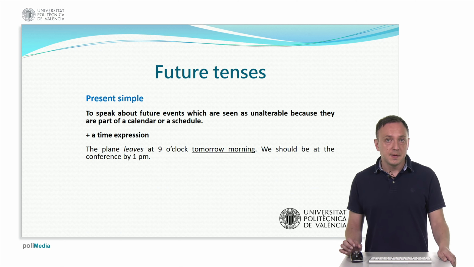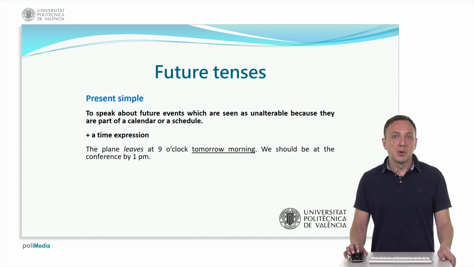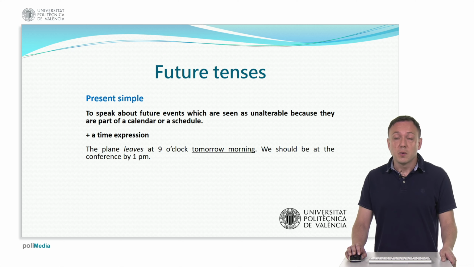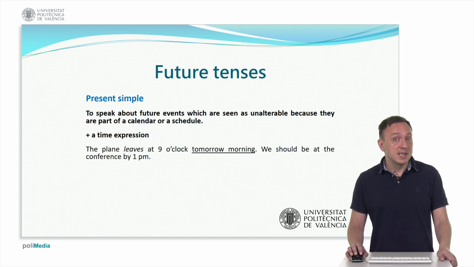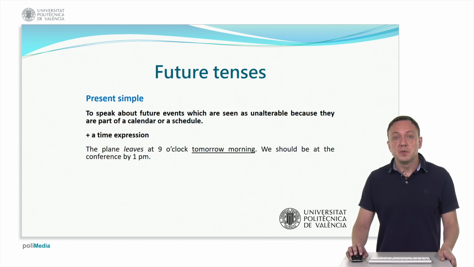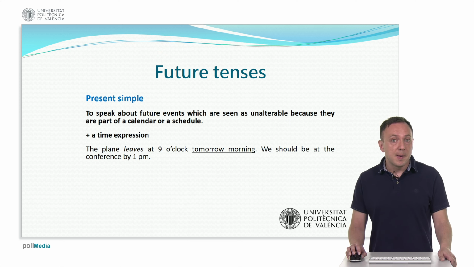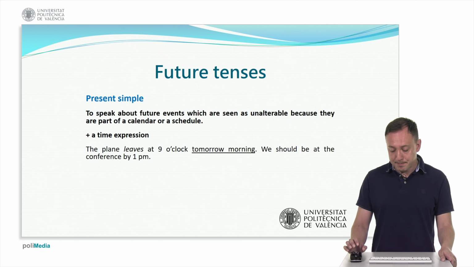Let's start with the present simple. The present simple is used to speak about future events which are seen as unalterable because they are part of a calendar or schedule. Additionally, it is typically used with time expressions as shown in the example here. So the plane leaves at 9 o'clock tomorrow morning. That will be a time expression. We should be at the conference by 1 p.m.